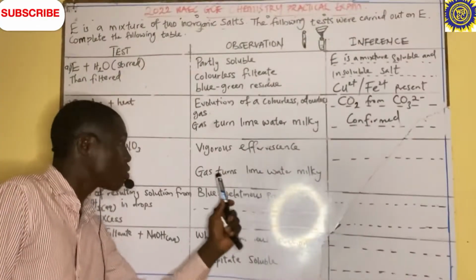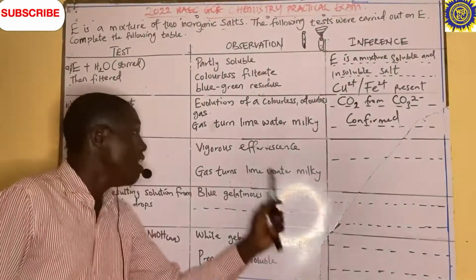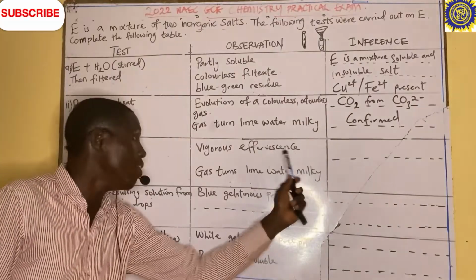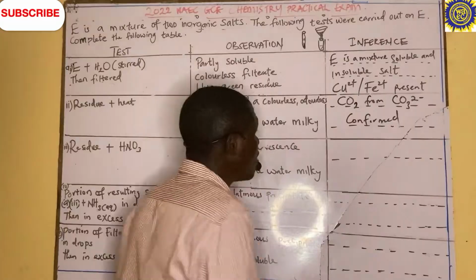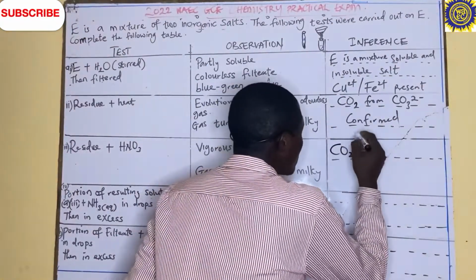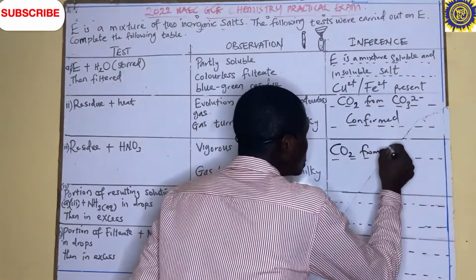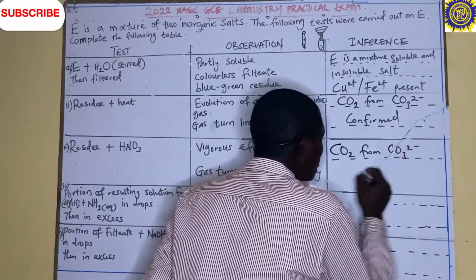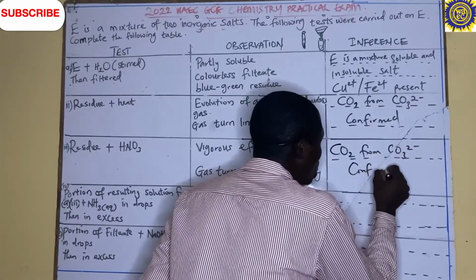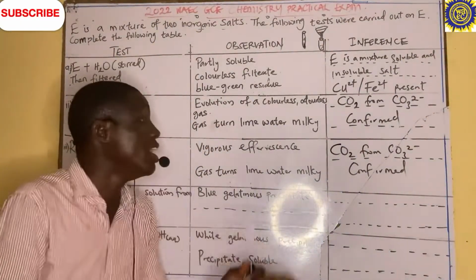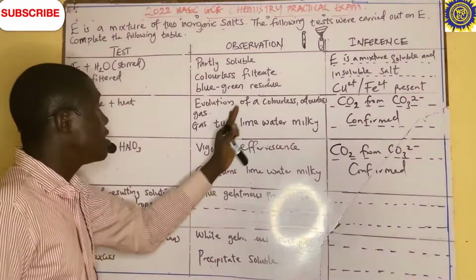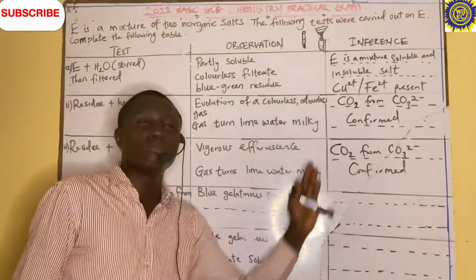Now look at this. The gas turns lime water milky. So if there's a gas being given up here, and that gas is turning lime water milky, then we are still having CO2. So we have CO2 from CO3 2 minus confirmed as well. Whenever you see lime water turn milky, it is CO2. So these two tests are used to confirm that CO2 is present in this salt.